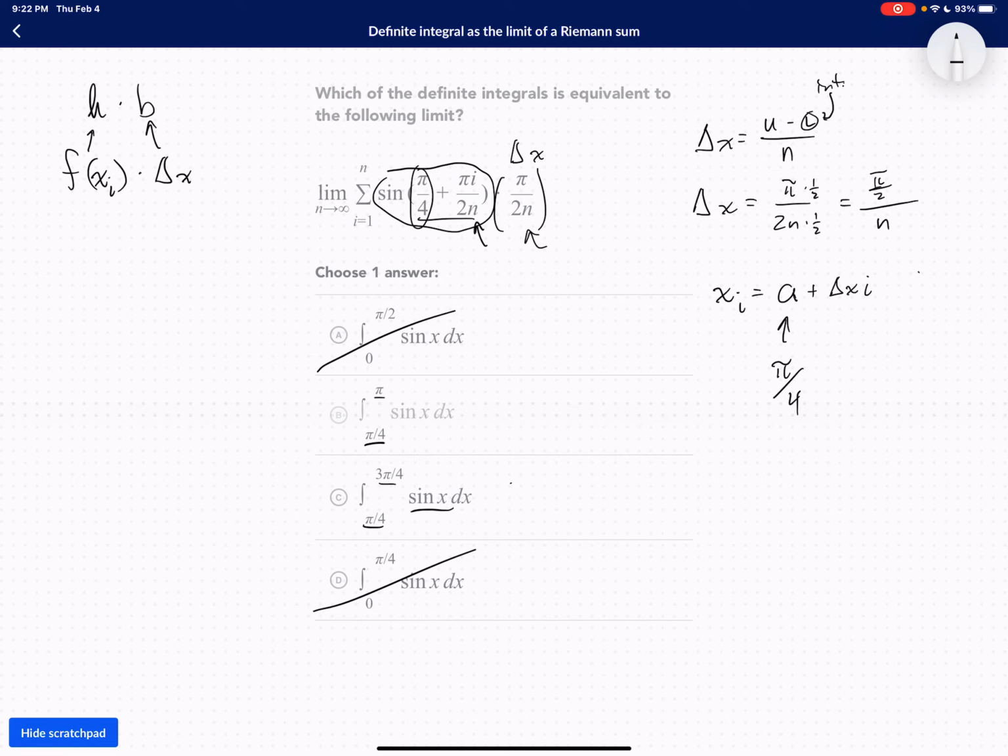Now, they both have the function sine x inside of it, which we kind of already knew. That was the function right there. That's f of x, sine. So how do we know? Oh, that's where this comes in handy. We know the interval. So if we were to take pi over 4, which is our lower bound, and we were to add pi over 2, which is our interval, what would be our upper bound? Let's make this into a 4. That would be a 2. So this would be 3 pi over 4. Clearly, C is our answer.